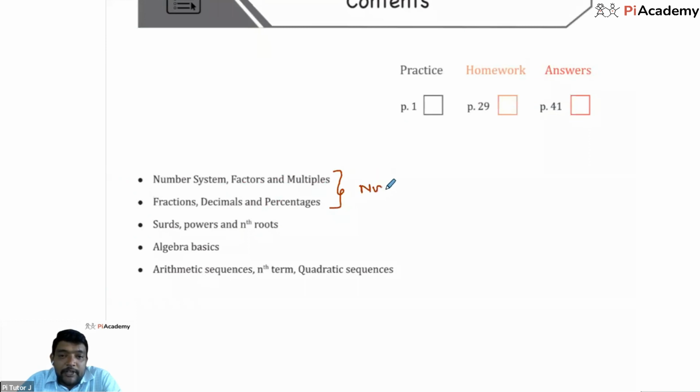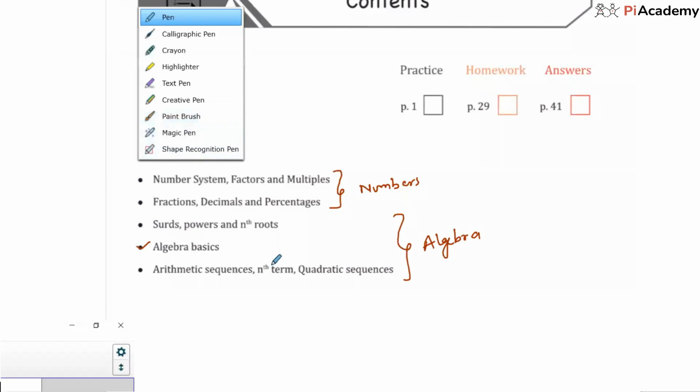Okay, so we'll be covering these topics from numbers, and then we'll also get into algebra, which is a very important topic in GCSE. So we'll start with surds, powers, and nth roots, and then also go to algebra basics, and then arithmetic sequences, finding the nth term of arithmetic sequences, and quadratic sequences.